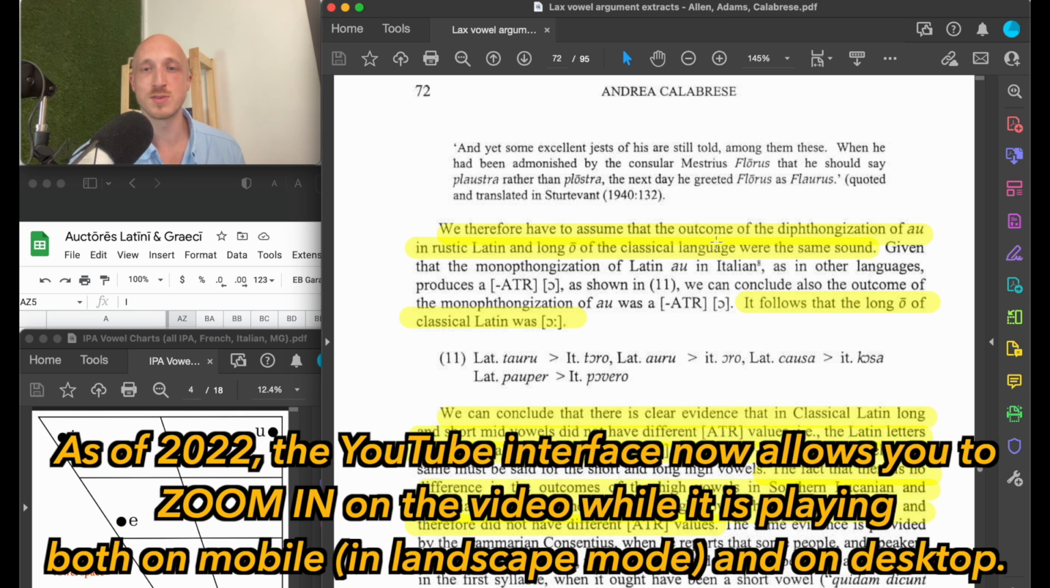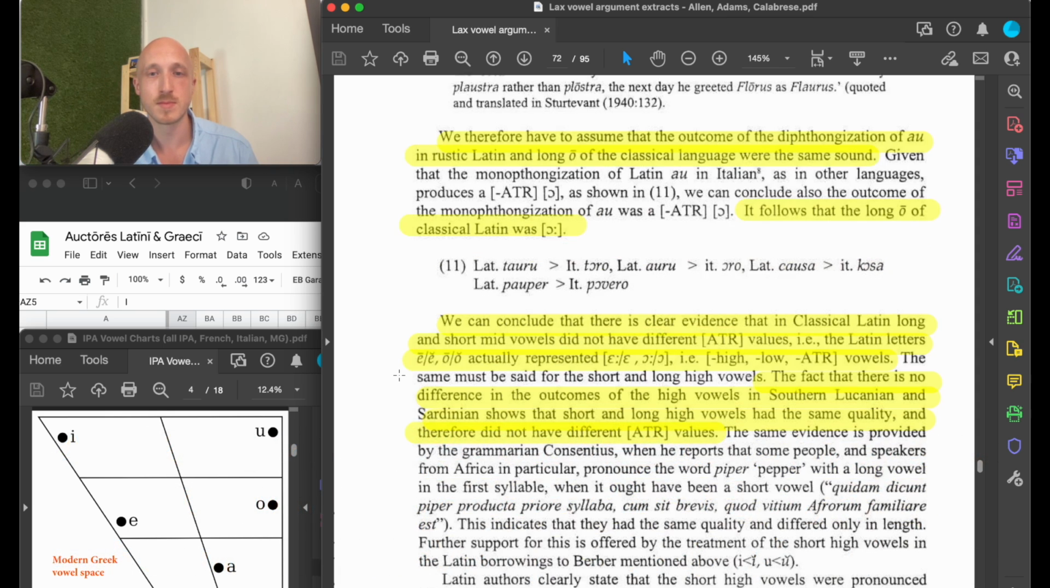We therefore have to assume that the outcome of the diphthongization of au in rustic Latin and along all of the classical languages were the same sound. So this is the point he's making here, that rustic Latin going from cauda to coda and coming into classical Latin, and for that merger to have happened so easily and so simply, then urban Latin must have also had an open quality. That's his argument here. Because the other o of, say, Italian, that has that open quality, that's much later.